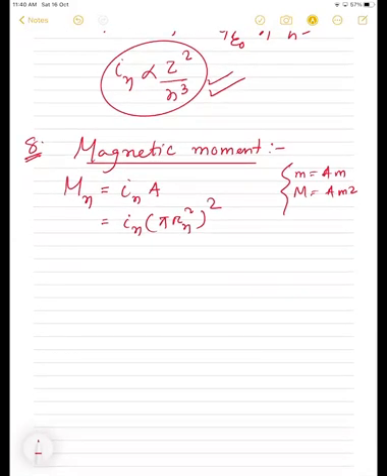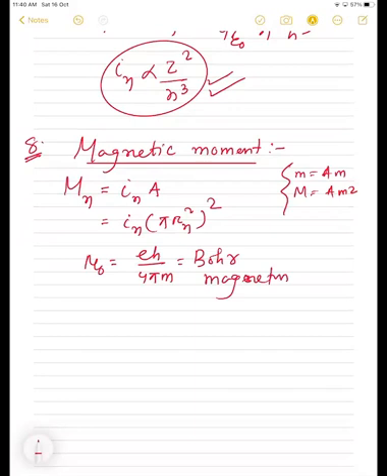And here mu naught is equal to e h by 4 pi m. That is the Bohr magneton, we say. We'll derive all those things for the subjective exam. But simply remember, magnetic moment is also directly proportional to the number of the orbit n, right? Correct. Just remember this one.